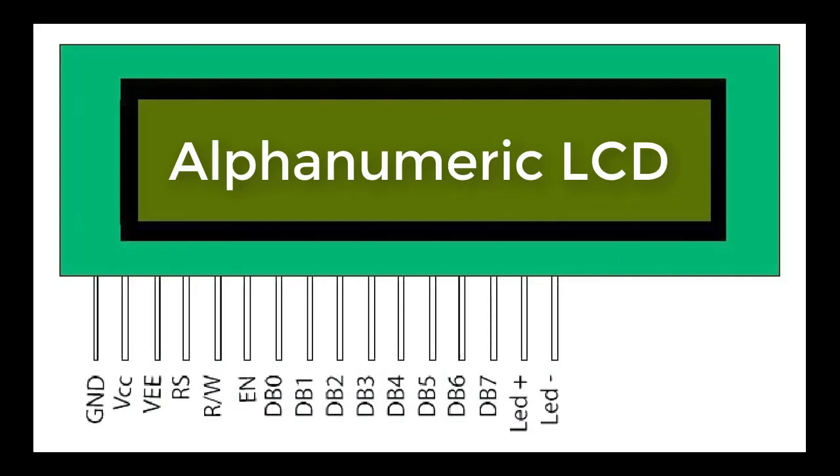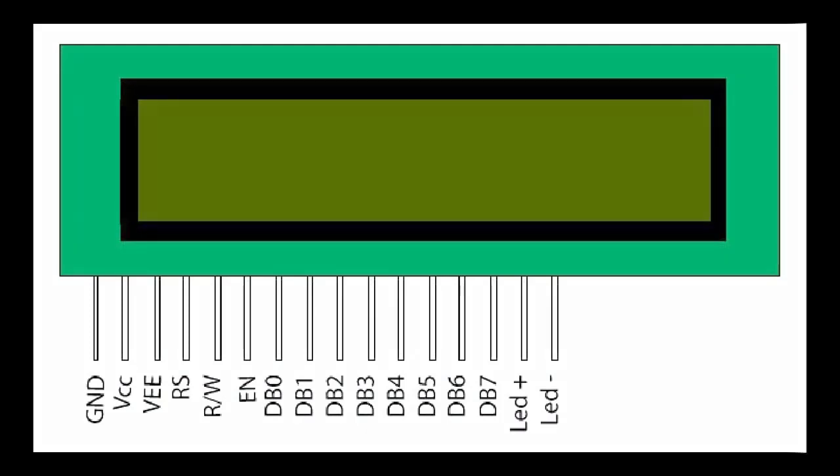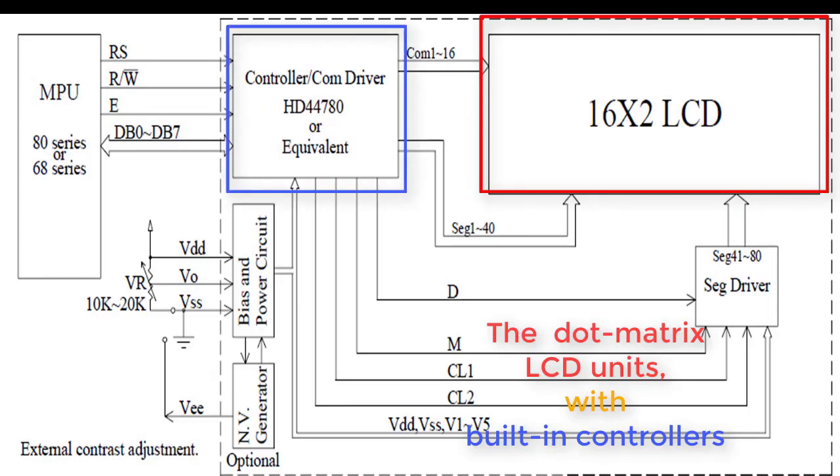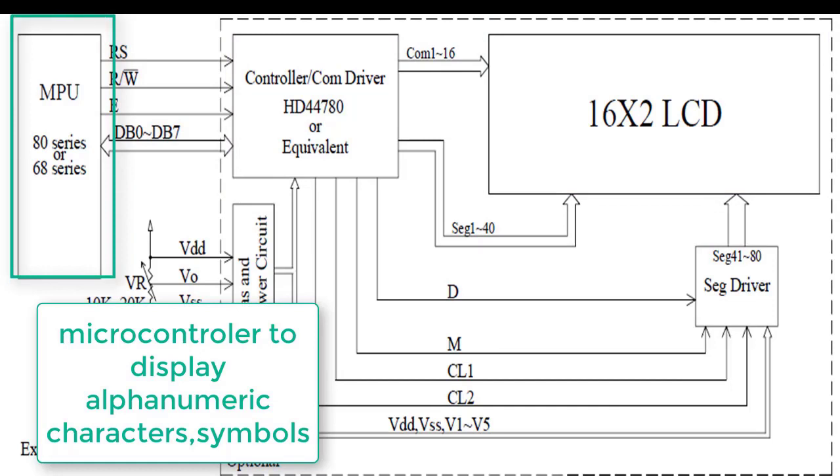We want to set up the LCD using the ATmega32 microcontroller and C language and CodeVision functions. We also use Proteus to simulate. Let's first look at the components of the project. The dot matrix LCD units, with built-in controllers, allow the microcontroller to display alphanumeric characters and symbols.